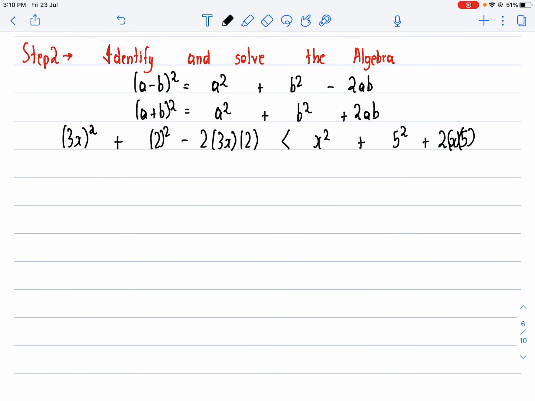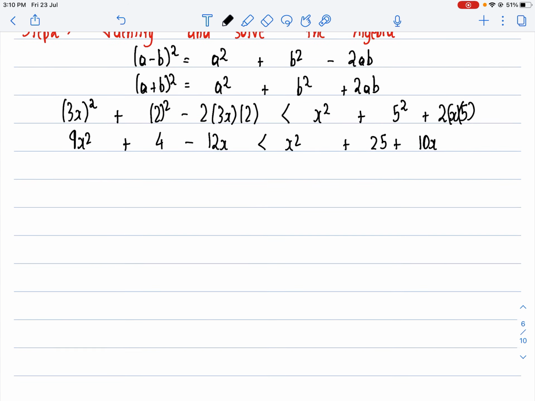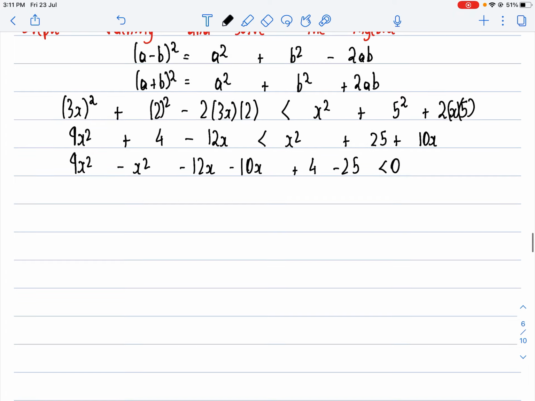So now I can write this as 9x square plus 4 minus 2 into 3, which is 6, 6 into 2, which is 12. So I simply get 12x, which is less than x square plus 25, which is 5 square, plus 10x. I can rearrange this and get everything on one side. Let's say I get everything on the LHS. So I can write this as 9x square minus x square minus 12x minus 10x plus 4 minus 25, which is less than 0. Got it?